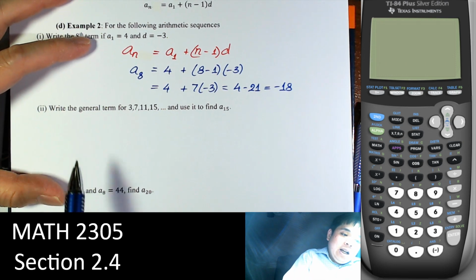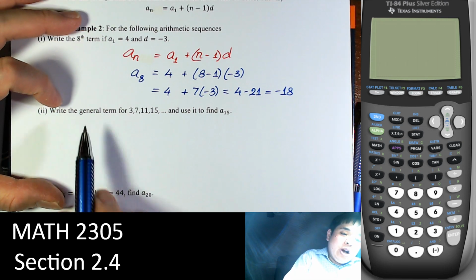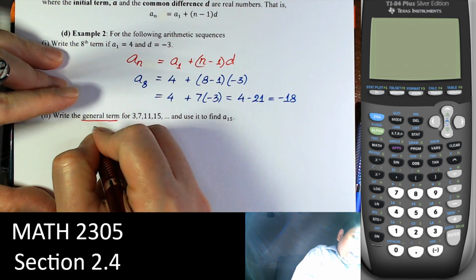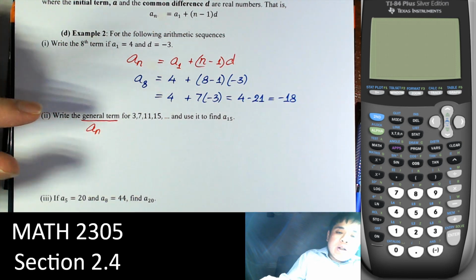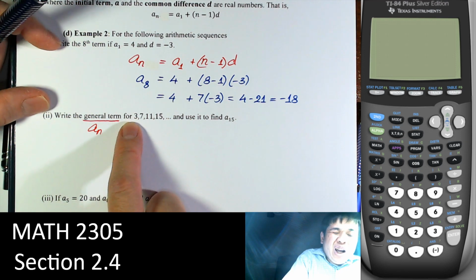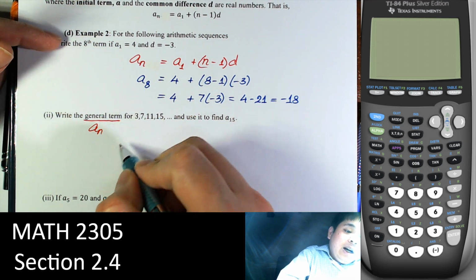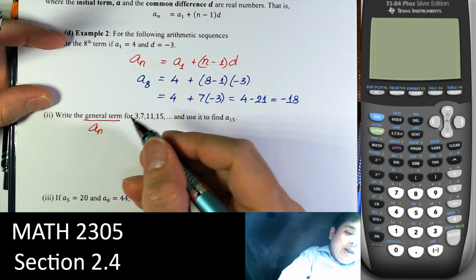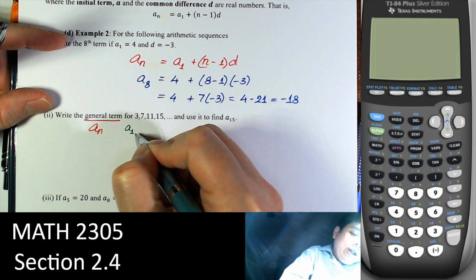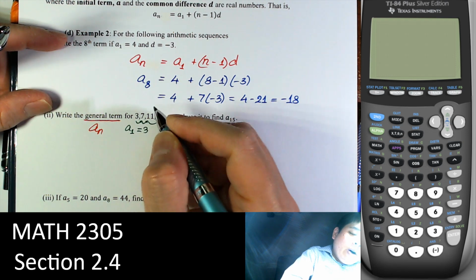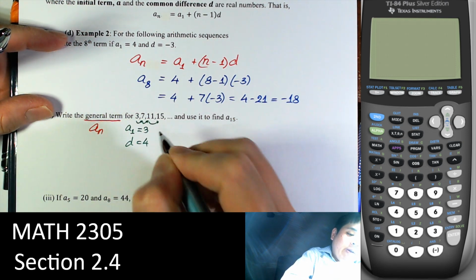Right, next, write the sequence, the general term. The general term is a sub n. For this sequence, we are not given directly the first term. So the first term here is going to be 3, and to get from this to the next, we're going to plus 4. So common difference is 4.